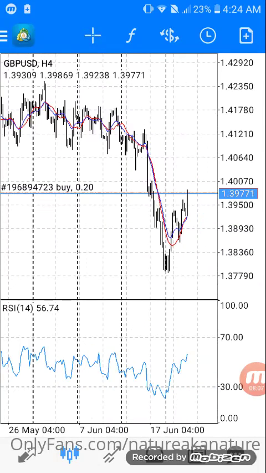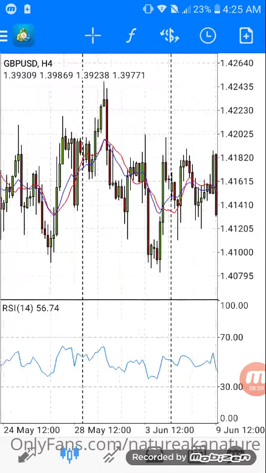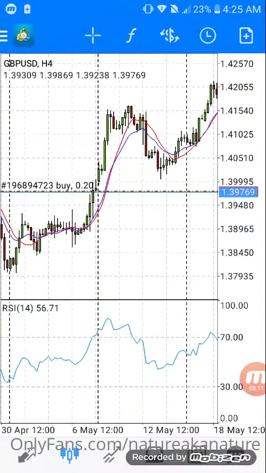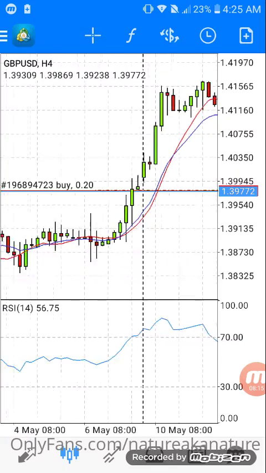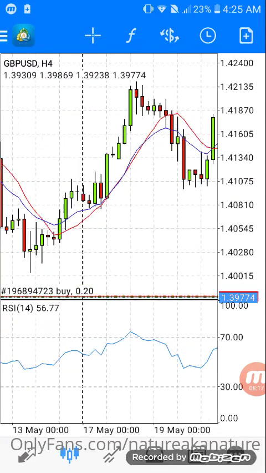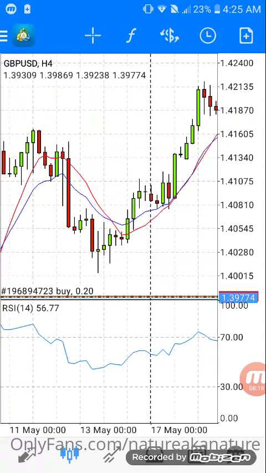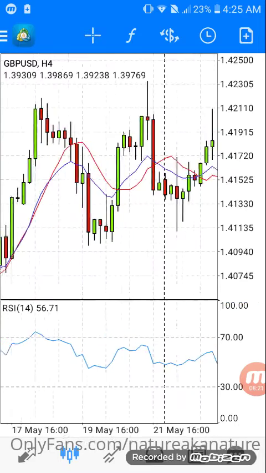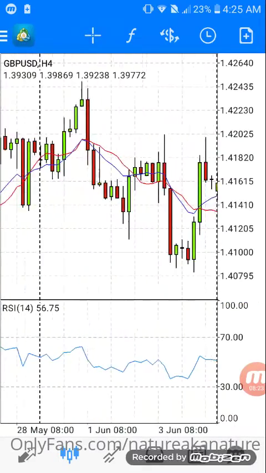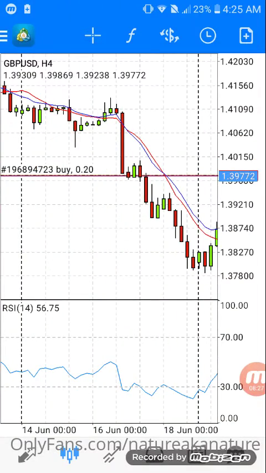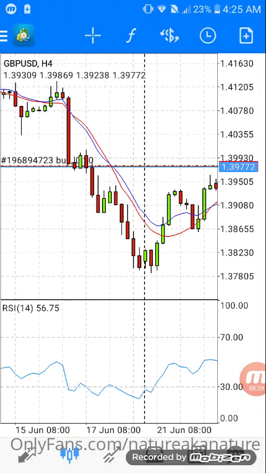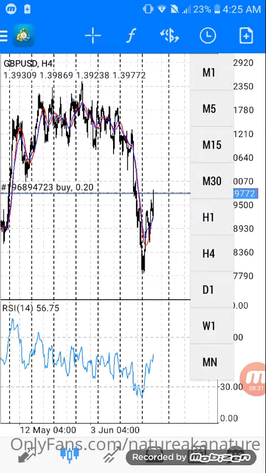We can go back. This is all technical, just looking at the chart and seeing what price did in the past. Same thing here. Candlesticks above the moving average, uptrend. Candlesticks still above the moving average, uptrend. Then you see the candlesticks starting to fall below the moving average. Downtrend. This is on the 4 hour. We can go to the daily and check that out.